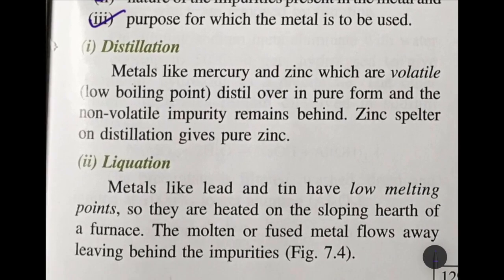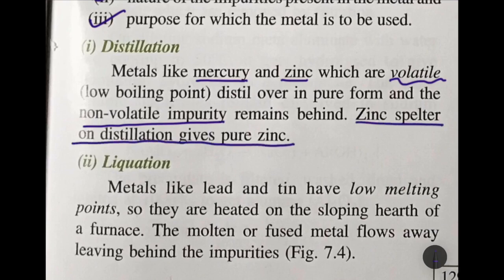First is distillation. There are certain metals like mercury and zinc which are volatile. They have a low boiling point, so when they are heated they will distill over as vapor in the pure form, and the non-volatile impurity remains behind. Zinc spelter on distillation gives pure zinc. Zinc spelter is the crude metal, and when it is heated it will distill over as zinc vapor, and the zinc vapor is pure zinc.